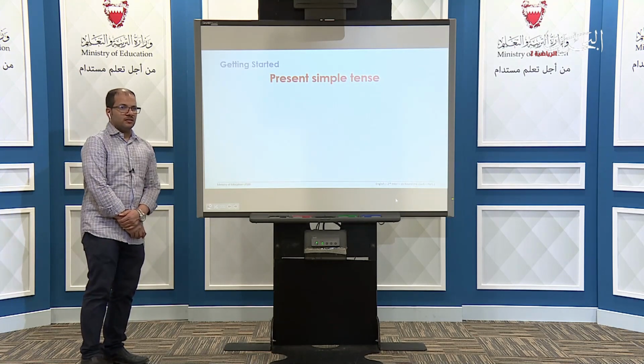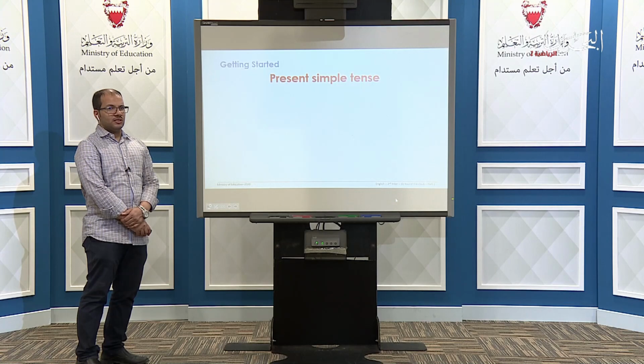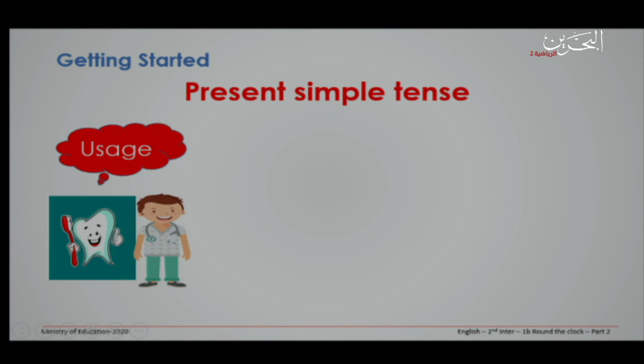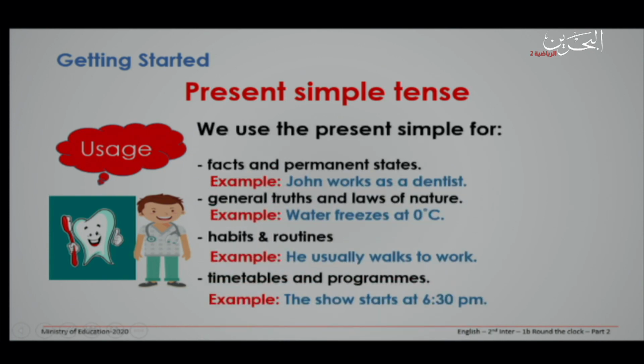Now let's get started. Present simple tense. Why do we use the present simple tense? We use the present simple tense for facts and permanent states. For example, John works as a dentist. We also use it for general truths and laws of nature. For example, water freezes at 0 degrees Celsius.